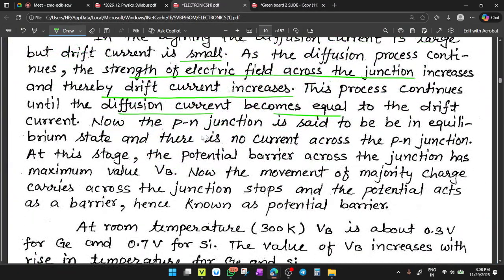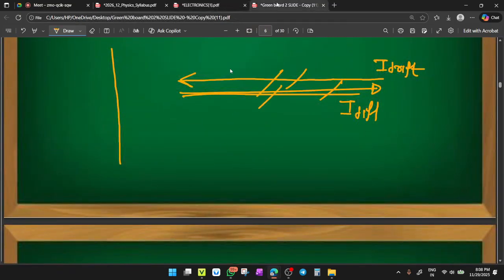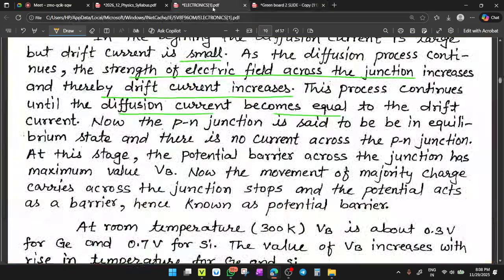Equal to the drift current. Now the PN junction is said to be in equilibrium state and there is no current across the PN junction because drift and diffusion current both cancel each other as they are flowing in opposite direction and there will be no current. Okay. In this state, PN junction is called in equilibrium. Clear? There will be no current across the PN junction.